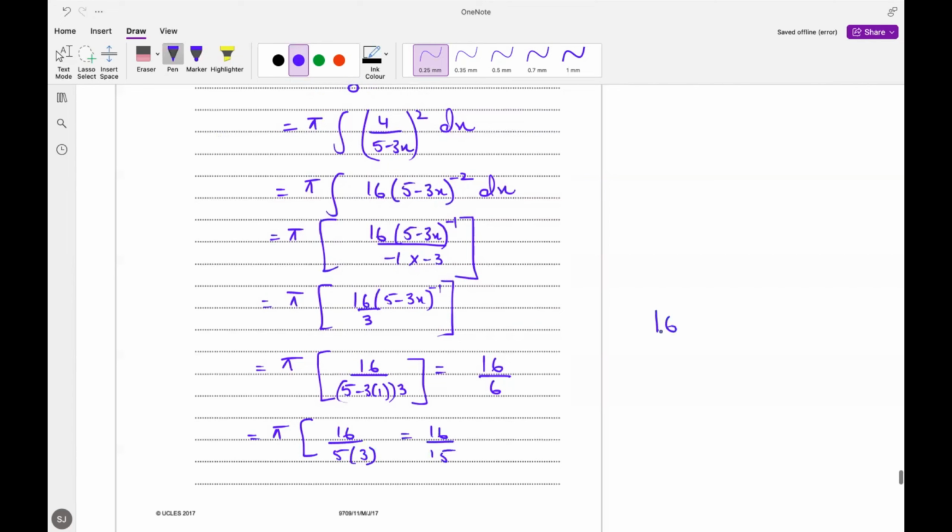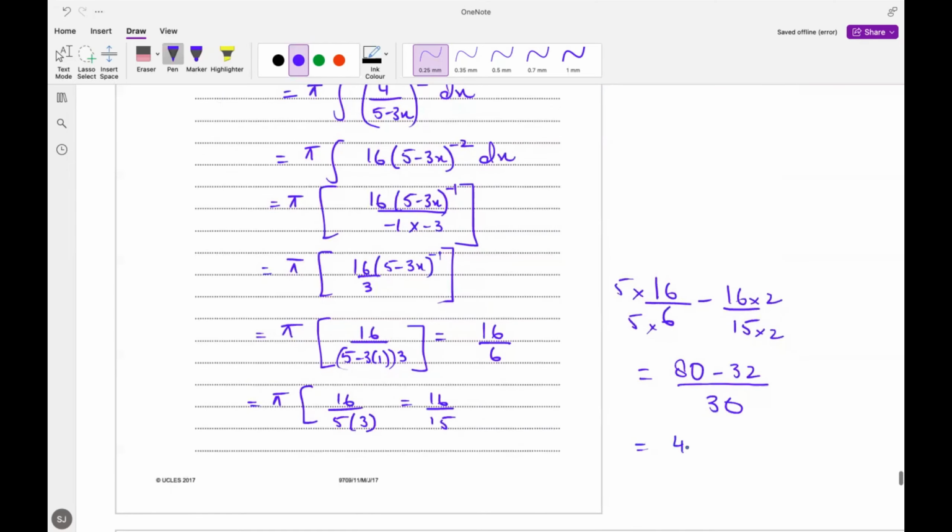Now finding the difference, 16 upon 6 minus 16 upon 15, taking the LCM of 6 and 15, that is 30. So 16 times 5 is 80 minus 16 times 2, which is 32. So this will become 48 upon 30. And we'll just add pi to the final answer. Simplifying this, we'll get 6 times 5 and 6 times 8. So the final answer will be 8 upon 5 pi.